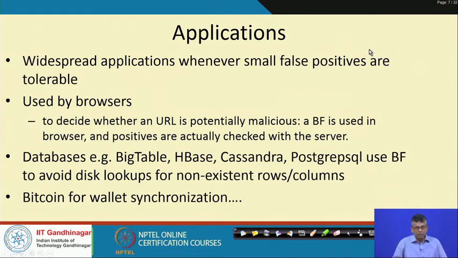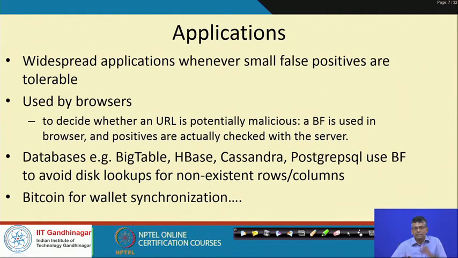So, Bloom filters have widespread application whenever false positive rates are tolerable. In fact, a very celebrated use was by the web browser Chrome. So, what did it do? It used to store a Bloom filter against potentially malicious URLs. Okay. So, suppose you type a URL in the Chrome browser, right. Now the Chrome browser is going to give you a warning, it typically still does, to say that this URL is potentially malicious. Okay. So, how does it do that?